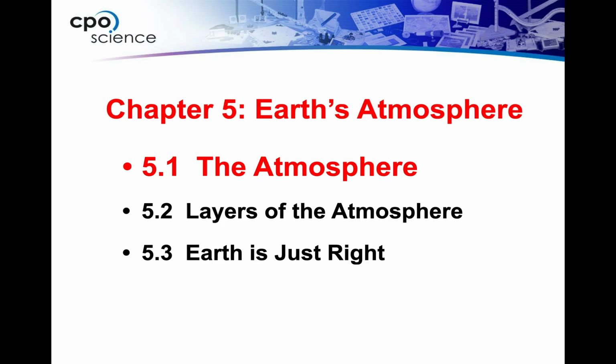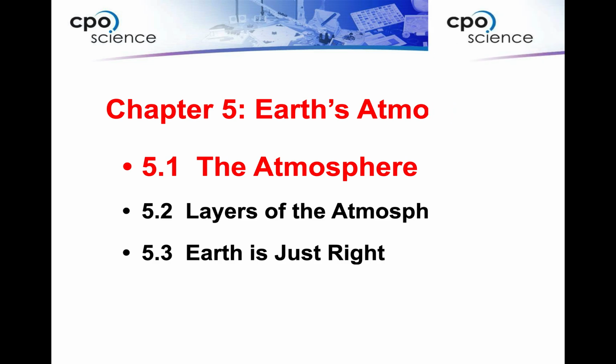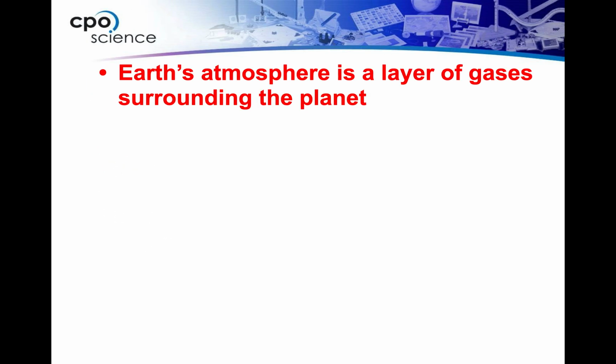Okay, chapter 5, Earth's atmosphere. So we just got done talking about the water cycle and how water gets cycled on Earth, and now we're going to move into the atmosphere, which, as we know from the water cycle, plays a role in the water cycle. So 5.1 is kind of like our introduction into Earth's atmosphere.